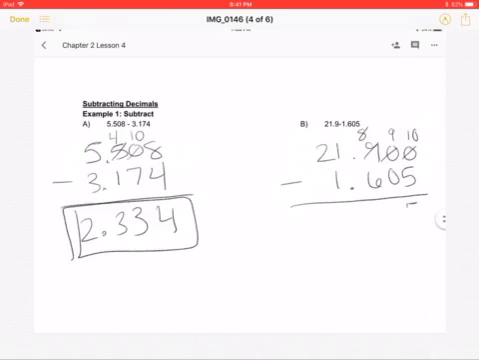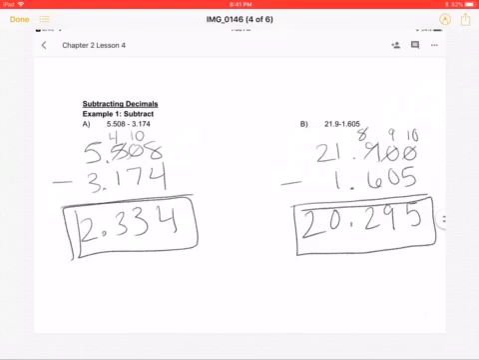So 10 minus 5 is 5, 9 minus 0 is 9, 8 minus 6 is 2. Bring down that decimal point. 1 minus 1 is 0, and 2 is 2. So we're left with 20.295.